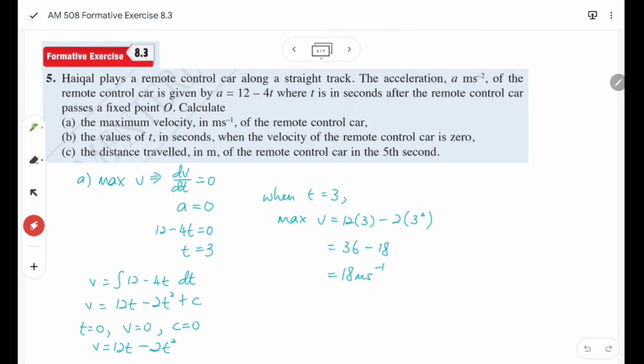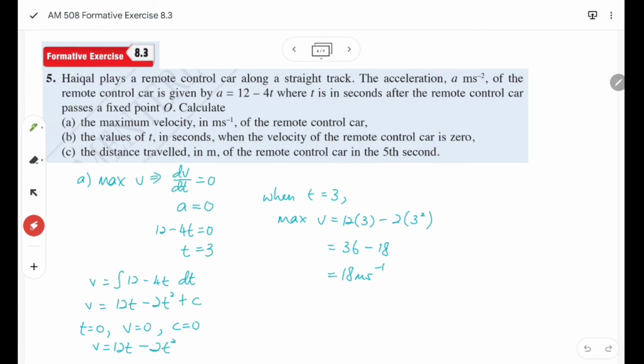Calculate a, the maximum velocity of the remote control car. So when we ask to calculate the maximum velocity, we know that dv/dt must equal 0. When dv/dt equals 0, it means that our a equals 0. So we will get t equals 3. So at the instant of t equals 3, we have maximum velocity.